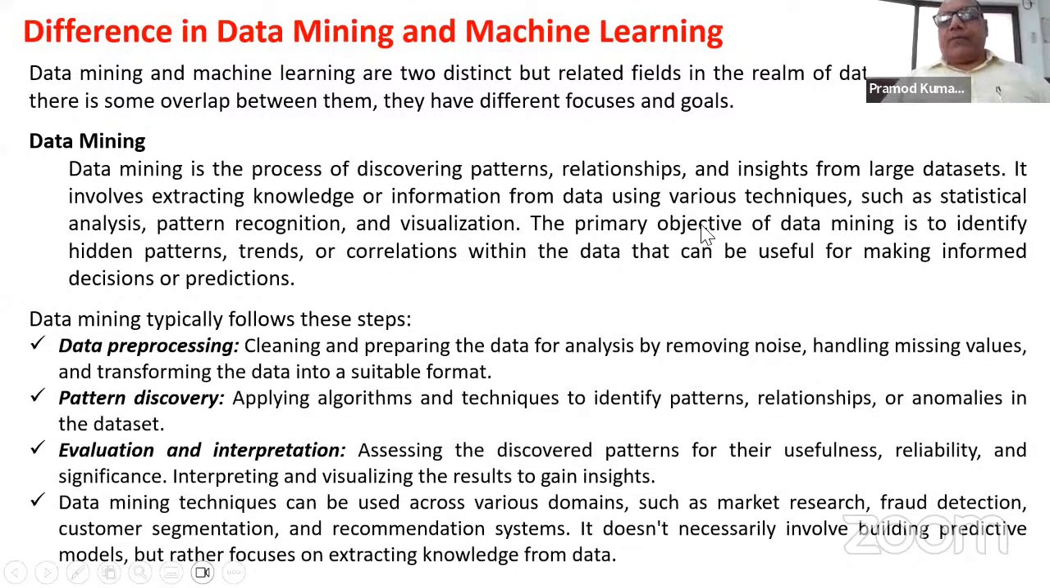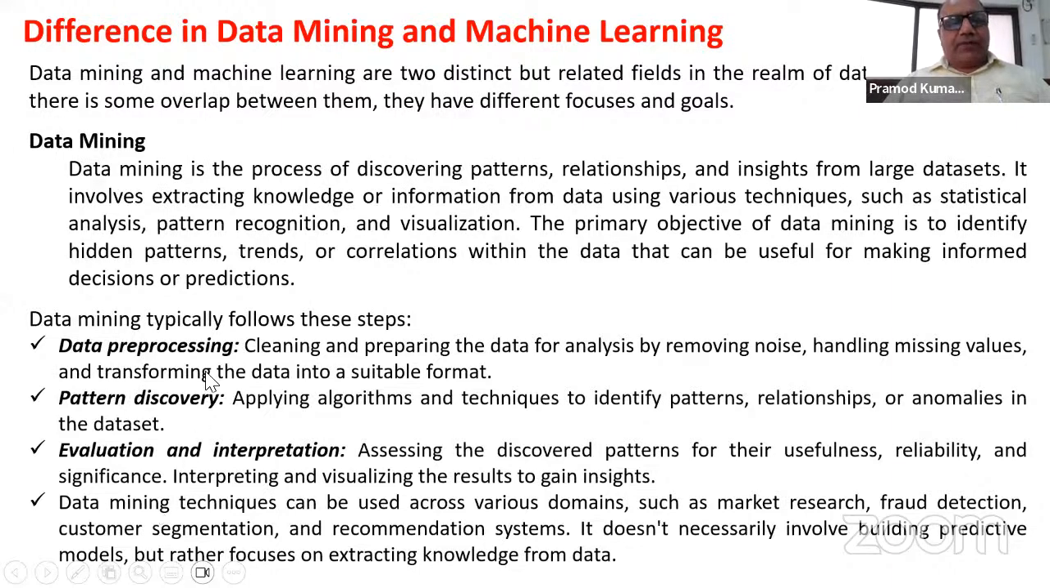Here we say what the primary objective of data mining is, and this is nothing but an extension of what is written in the first sentence: it is used to identify the hidden patterns and the trends or the correlations between the data objects, etc., so that we can take more informed decisions or predictions. So data mining typically follows three steps. As far as data mining is concerned, it consists of data pre-processing, pattern discovery, and evaluation and interpretation. There is no heading for this, so it is written here in the normal form.